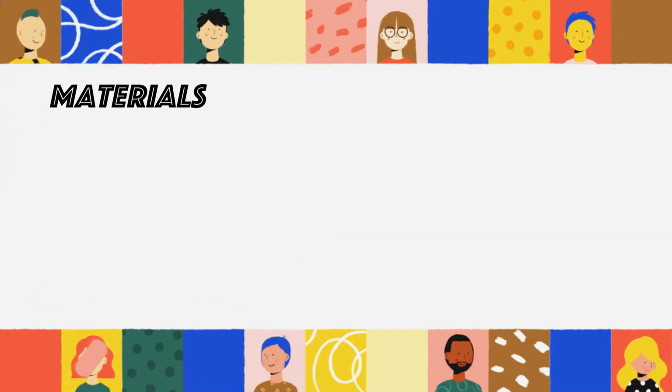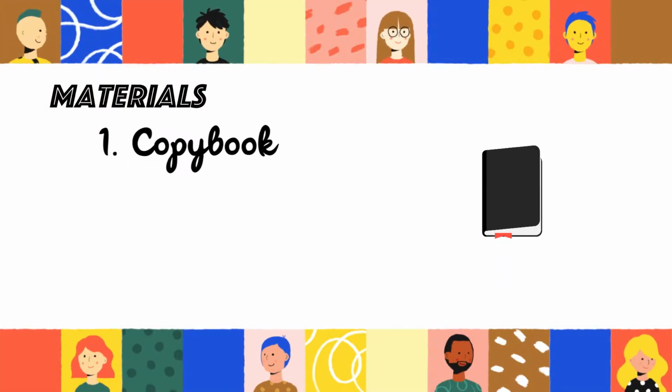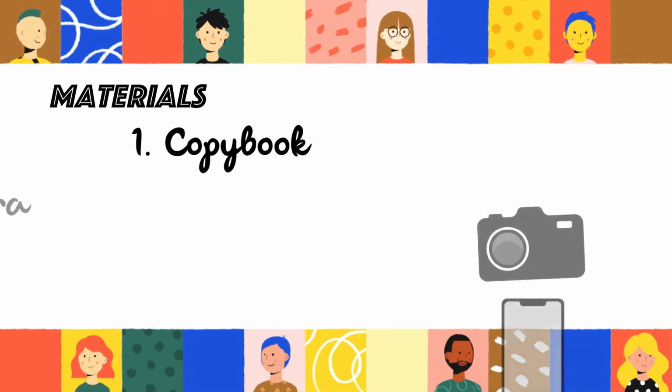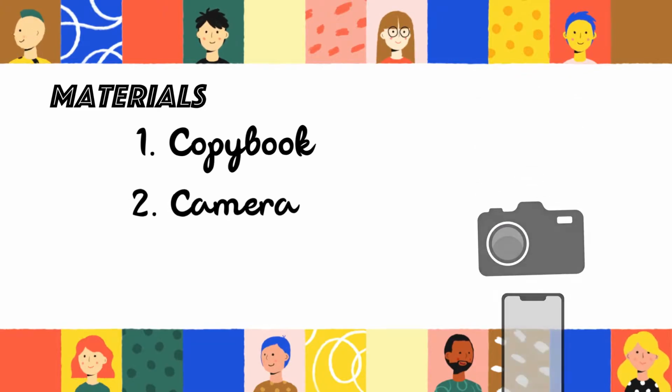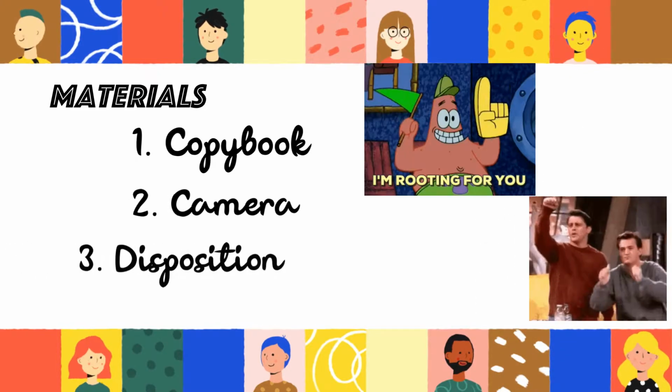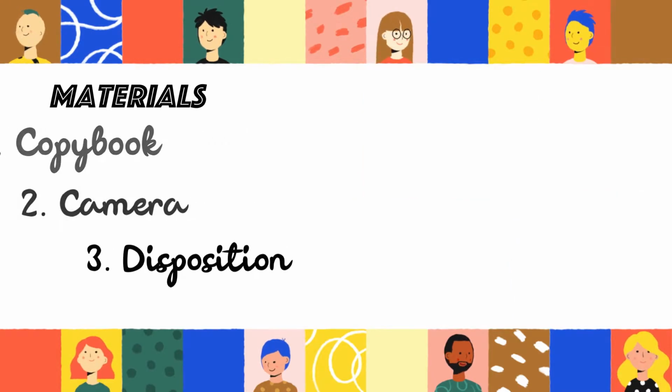For this, we will need these materials. Number 1. Copybook or sheet of paper. You will need this to write the contents that are mentioned in this video. Number 2. A camera. It can be any type of camera in which you can take some pictures. And number 3. Your disposition. I believe you can do this. Thus, you need to believe in your own capacities.